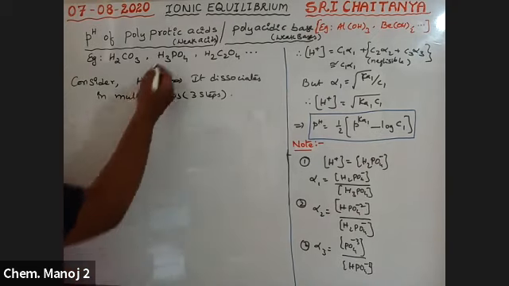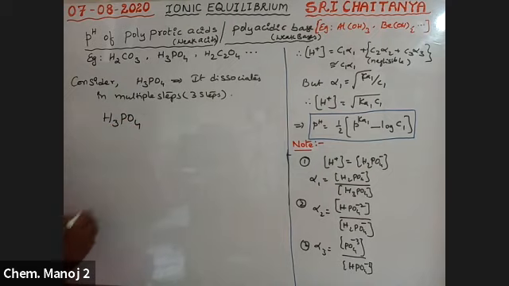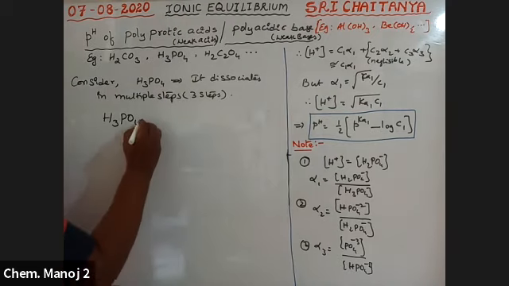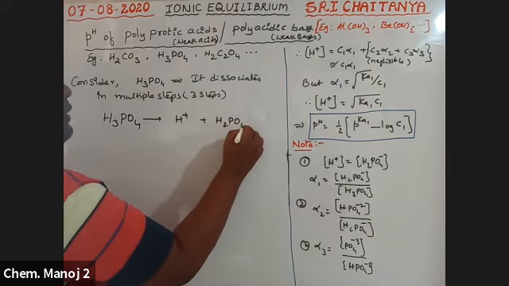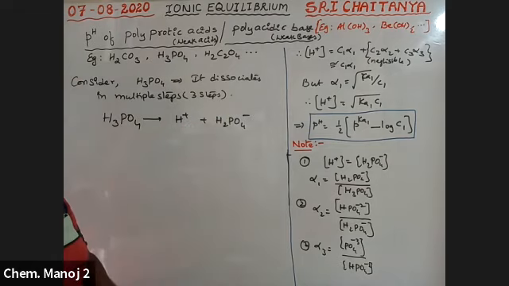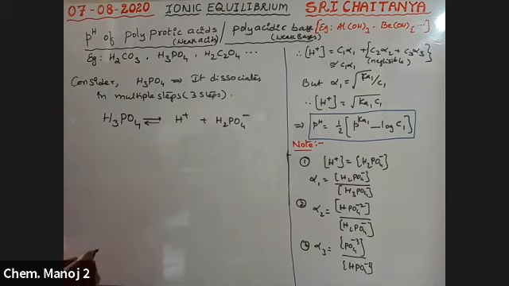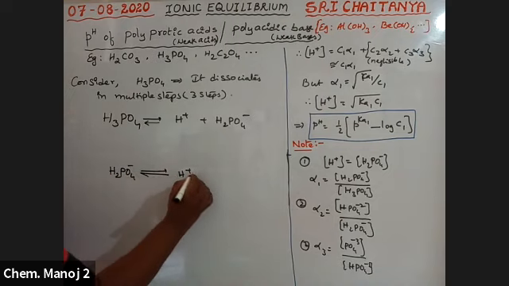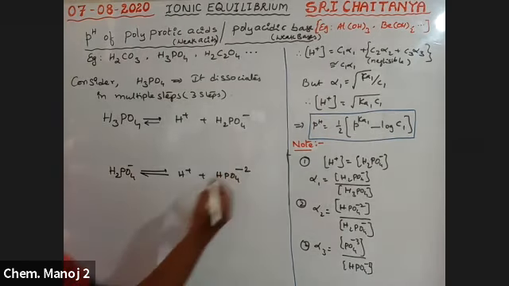See here, I am taking an example, H3PO4, orthophosphoric acid. This phosphoric acid first breaks down into H+ ion and H2PO4- ion. It is the first dissociation. Since this is a weak acid, there is reversibility in the reaction. Next, this H2PO4- once again dissociates into a further H+ ion and HPO4 2- ion.